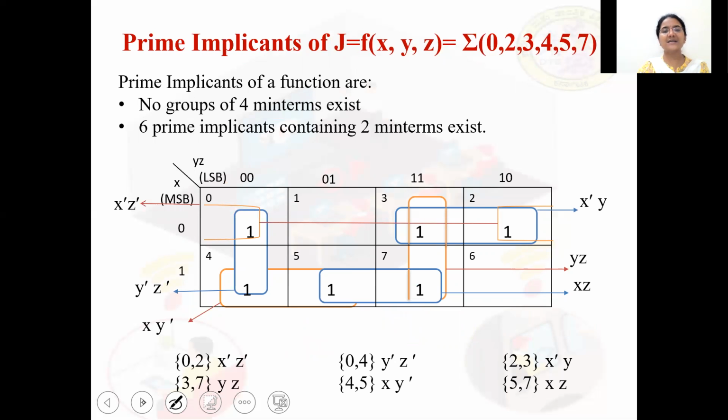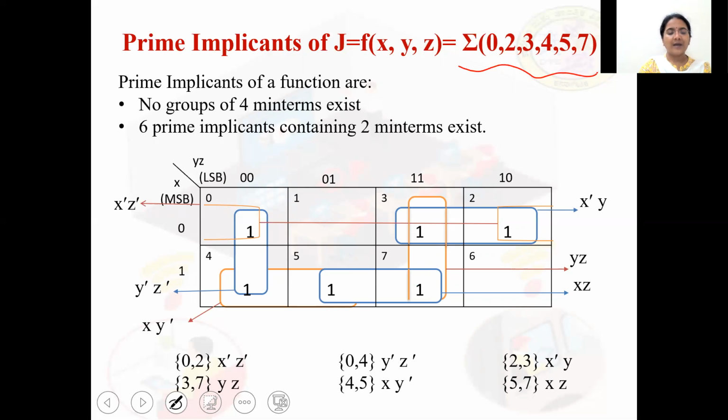Next, prime implicants of the function. We have studied how to write the implicant of a function, and now we will study how to write a prime implicant for this function. Prime implicant is nothing but the largest group possible, by grouping more number of ones.